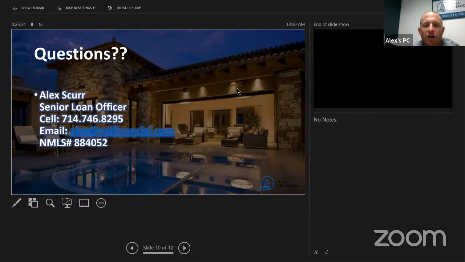Primary, investment property, second home, residential loans, 1 to 4. That's our wheelhouse. We have contacts for other stuff, hard money and bank statement style weird loans, but really the sweet spot is the 1 to 4 and the residential.